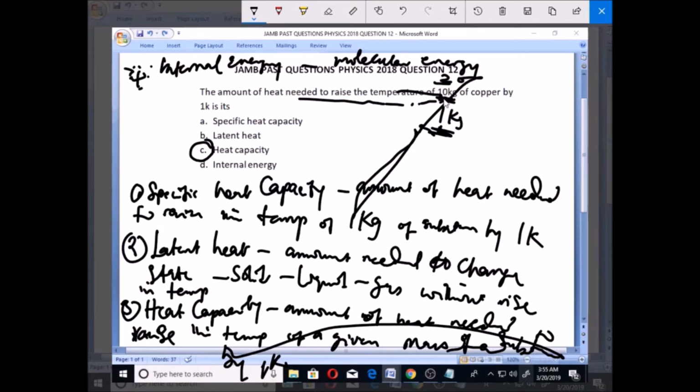But if this mass is 1 kg, then it will be specific heat. So whenever you hear the word specific, we are talking about 1 kg, but once it's more than 1 kg, we'll talk about heat capacity. And that is the answer to the problem. Option C. Thank you.